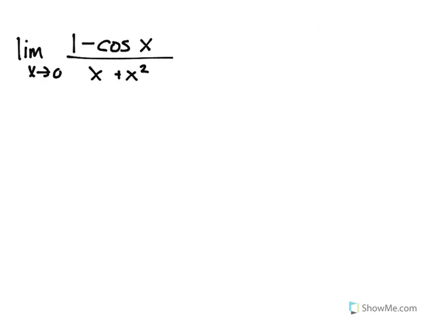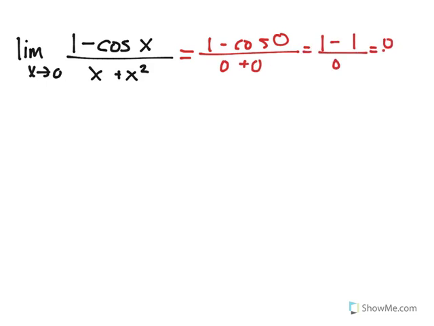Okay, let's try one more here. Let's fill in our 0. I don't really want to, but I'm going to do it anyway. It's 1 minus cosine of 0 over 0 plus 0, which equals 1 minus 1 over 0, which equals 0 over 0. Once again, it's indeterminate.